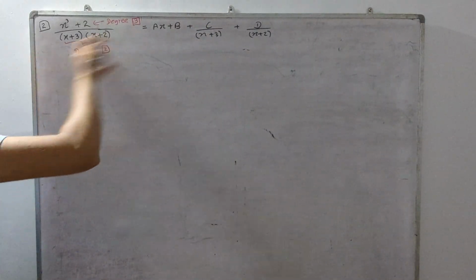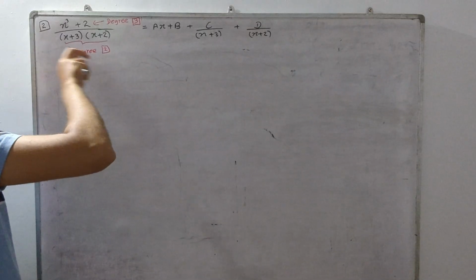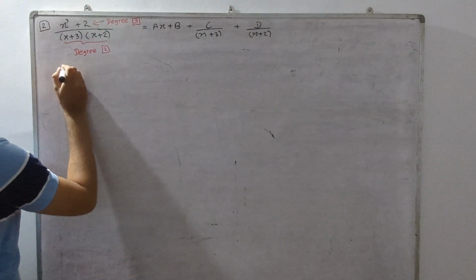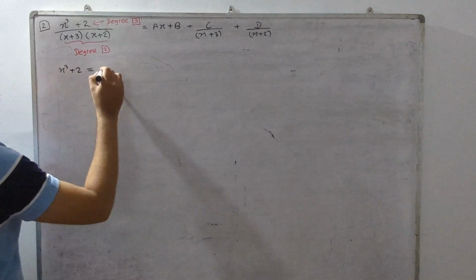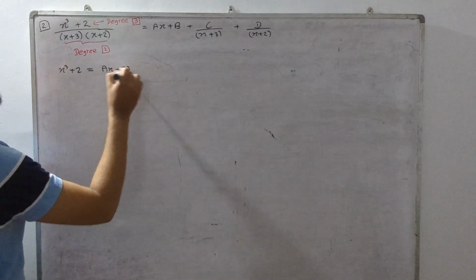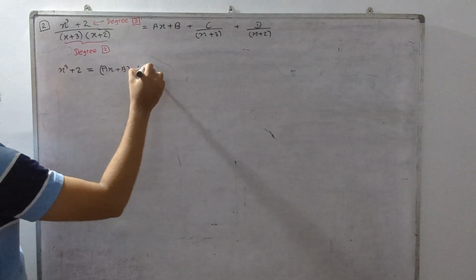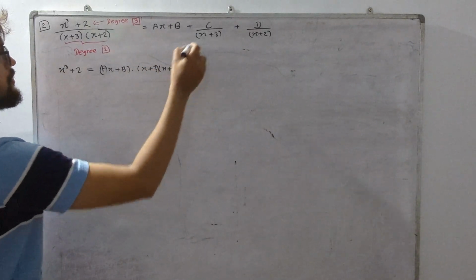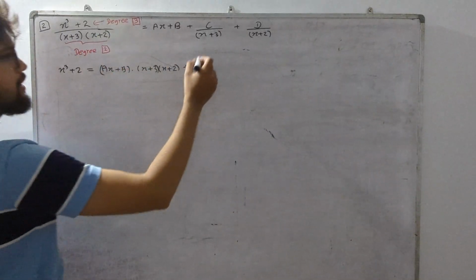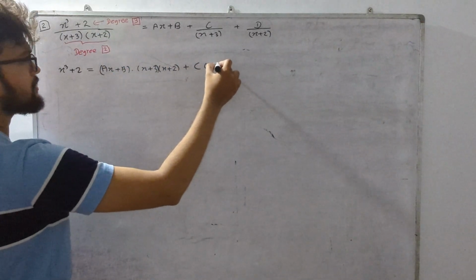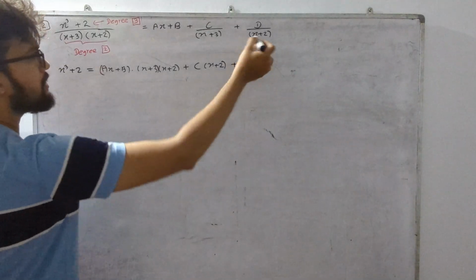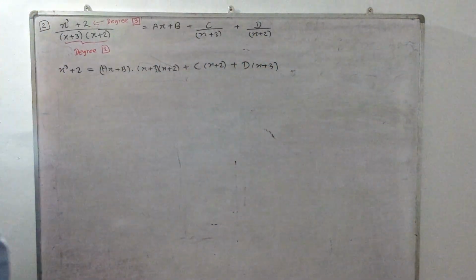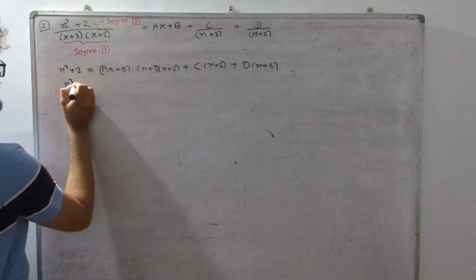Let's see. Firstly, we have to multiply both sides by the denominator. x cube plus 2 equals ax plus b into x plus 3 into x plus 2, plus c into x plus 3. We can cancel x plus 3 and x plus 3. Only x plus 2 remains, plus d into x plus 2 is cancelling, so x plus 3.